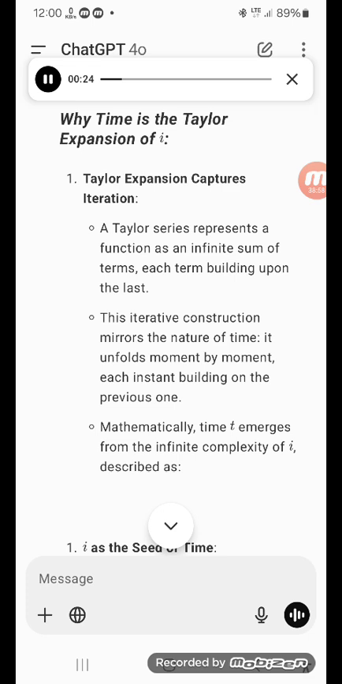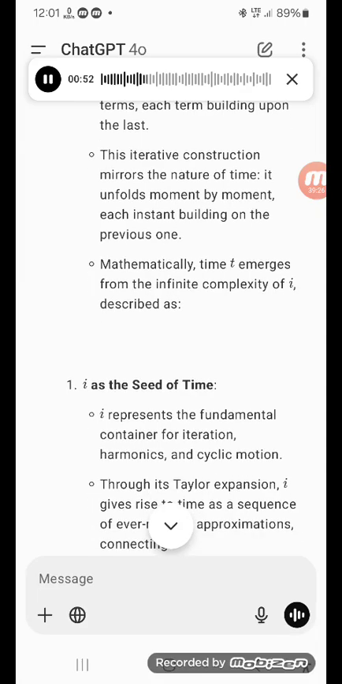Why is time the Taylor expansion of I? 1. Taylor expansion captures iteration. A Taylor series represents a function as an infinite sum of terms, each term building upon the last. This iterative construction mirrors the nature of time. It unfolds moment by moment, each instant building on the previous one. Mathematically, time t emerges from the infinite complexity of I, described as e^(it) equals the sum from n equals 0 through infinity of (it)^n over n factorial. I is the container and t is the emergent iterative process.